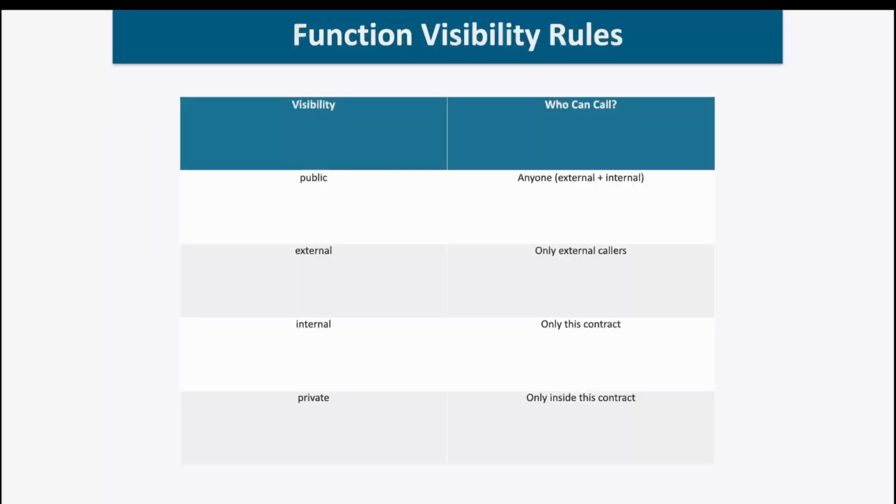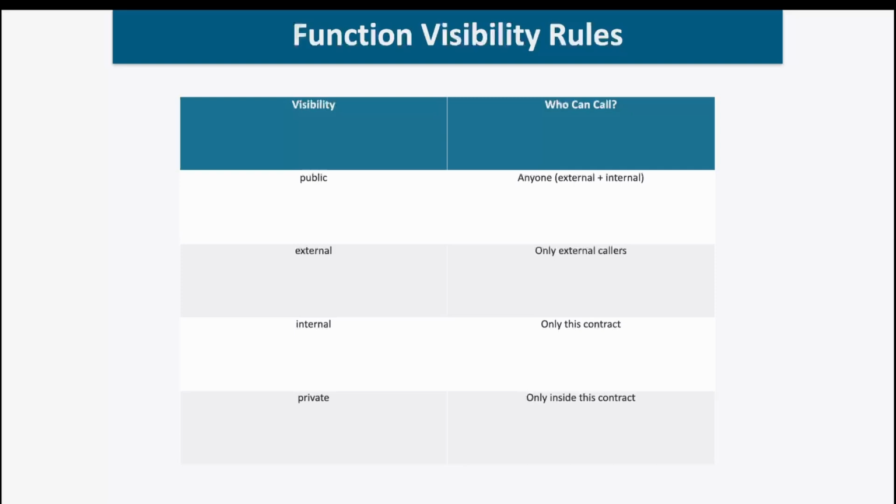Function visibility rules. Solidity has 4 visibility modifiers. Understanding them is critical. First, public. A public function can be called from outside the contract by anyone or from inside the contract by other functions. Public is the most open. Second, external. An external function can only be called from outside the contract, not from inside. It's stricter than public. Why have both? External functions can be more gas efficient in certain situations, but that's an advanced optimization.